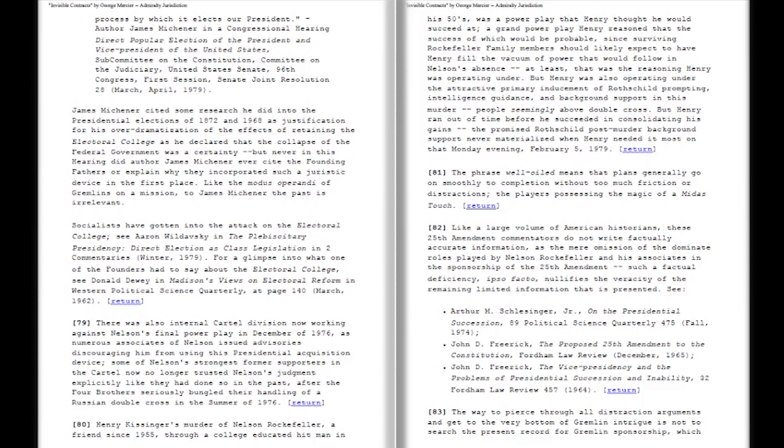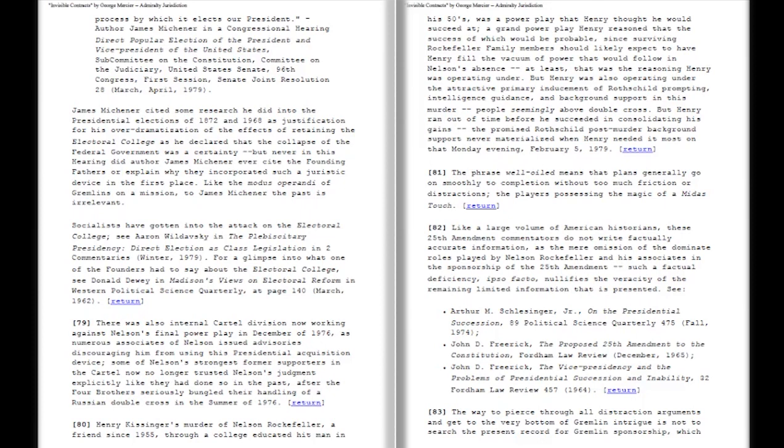See Arthur M. Schlesinger, Jr., on the Presidential Succession, 89 Political Science Quarterly 475, Fall, 1974. John D. Feerick, The Proposed 25th Amendment to the Constitution, Fordham Law Review, December, 1965. John D. Feerick, The Vice Presidency and the Problems of Presidential Succession and Inability, 32 Fordham Law Review 457, 1964. Return.